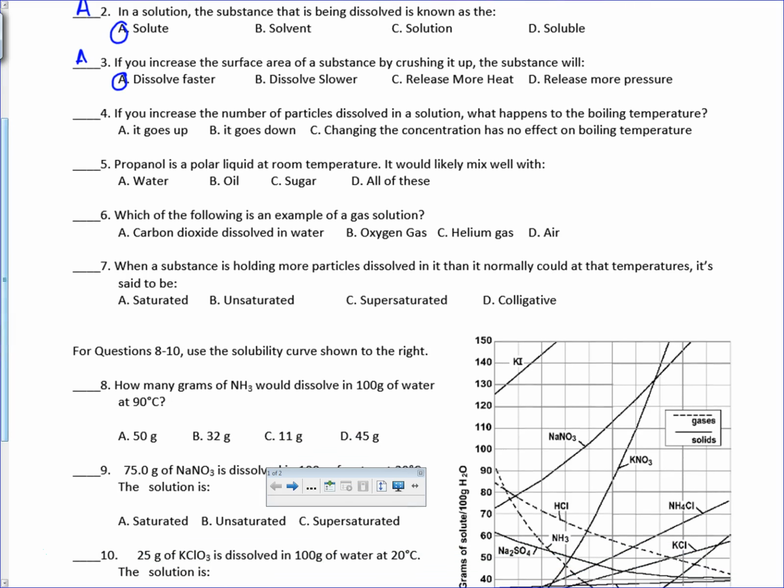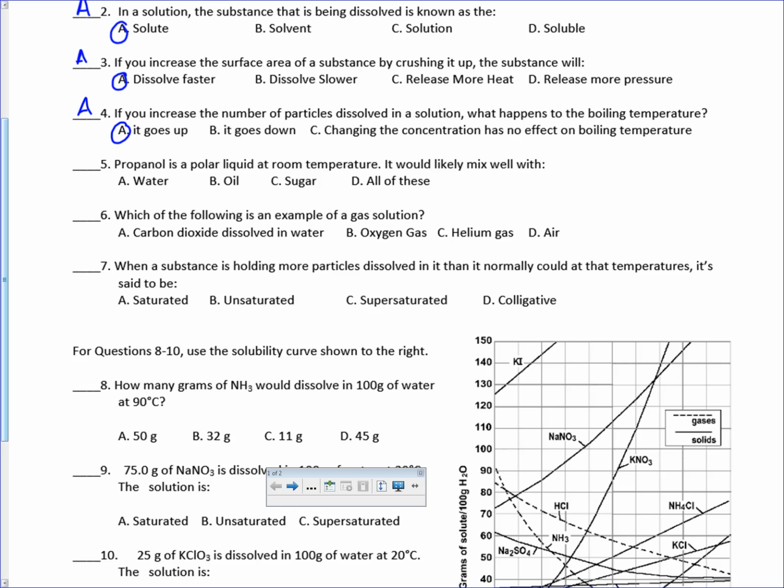If you increase the number of particles dissolved in a solution, the boiling temperature will go up. And so the deal with this one, you have boiling point elevation when you dissolve something in a solvent. You have freezing point depression. So the boiling point goes up, the freezing point goes down.